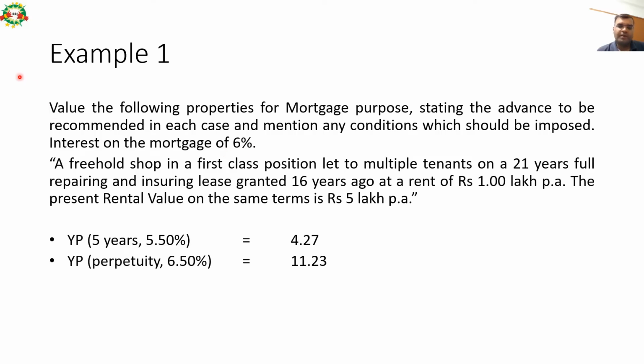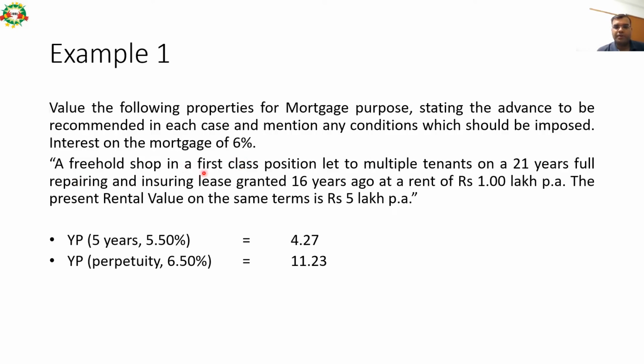So this is an example to understand the concept of recommending the amount as a valuer. Value the following properties for mortgage purpose, stating the advance to be recommended in each case and mentioning any condition which should be imposed. Interest on mortgage is 6%.